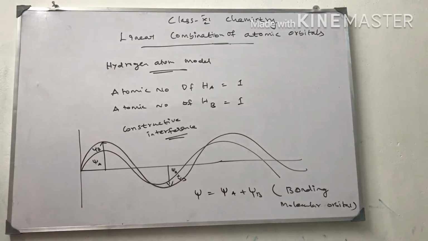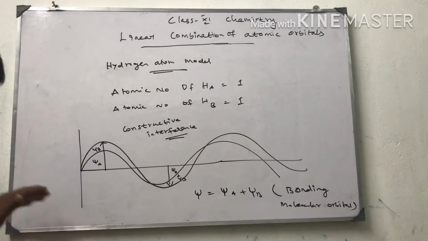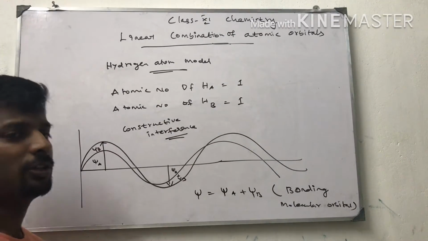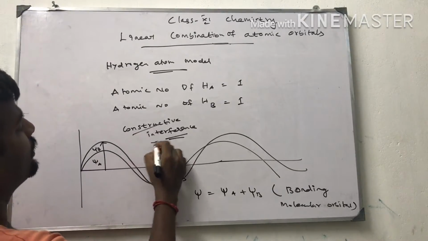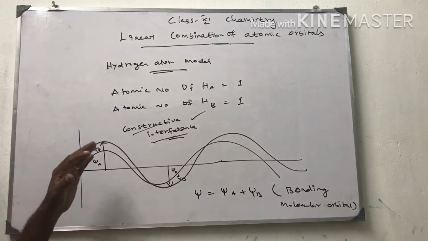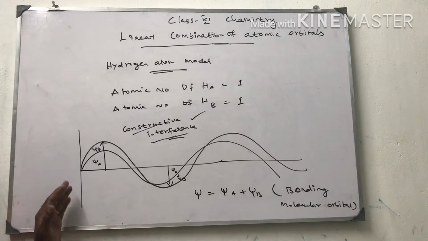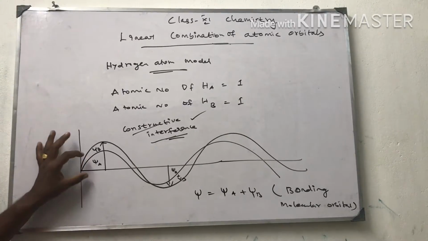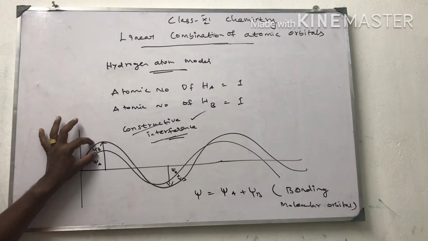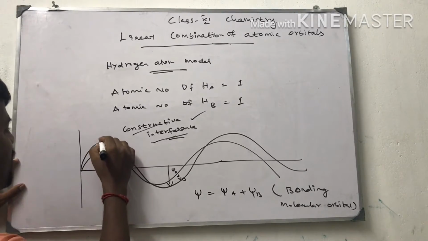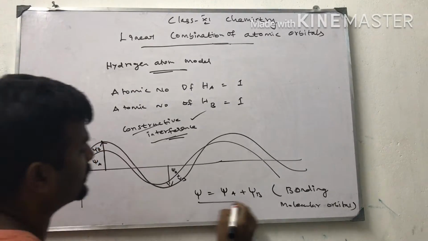According to wave mechanics, electrons behave as waves. Suppose two electrons are moving in a constructive way. This is called constructive interference, explained in the second lesson. The wave function of the first electron is psi A, and the wave function of the second electron is psi B. The total psi is equal to psi A plus psi B.